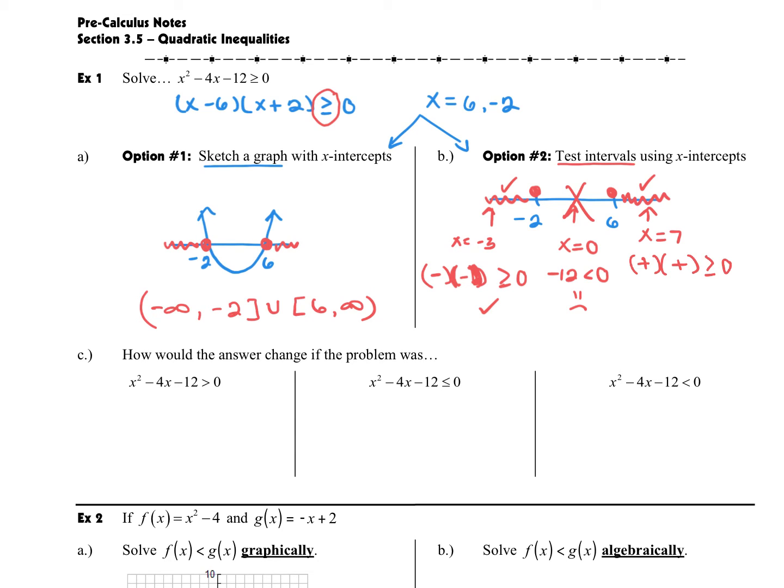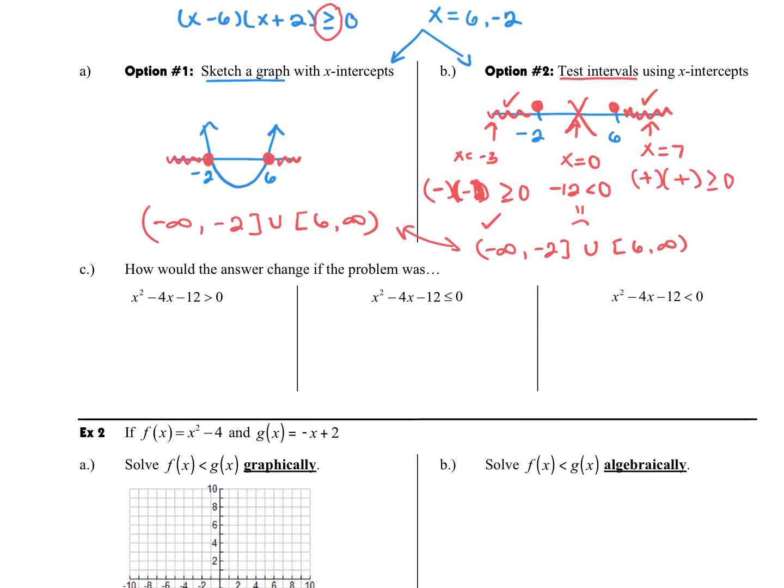And again, my solution is negative infinity to negative 2 with a bracket, union, bracket, 6 to positive infinity. Same answer, no matter which method I use. So you can choose whichever one you want. It really doesn't matter. So just wherever you feel comfortable.